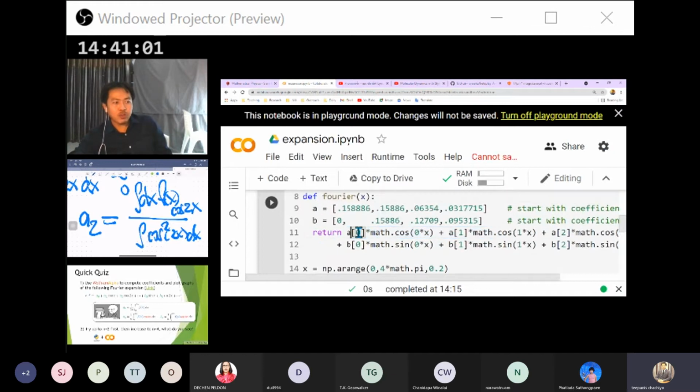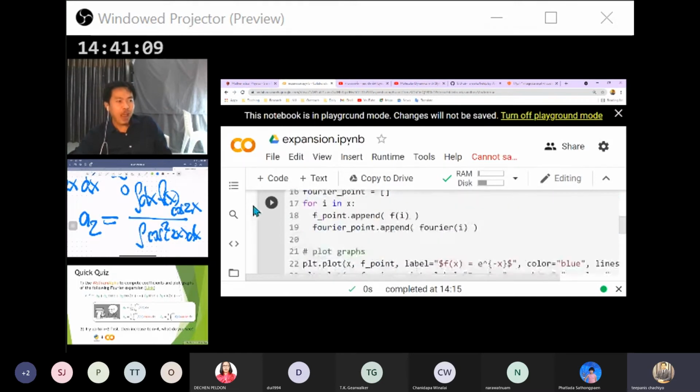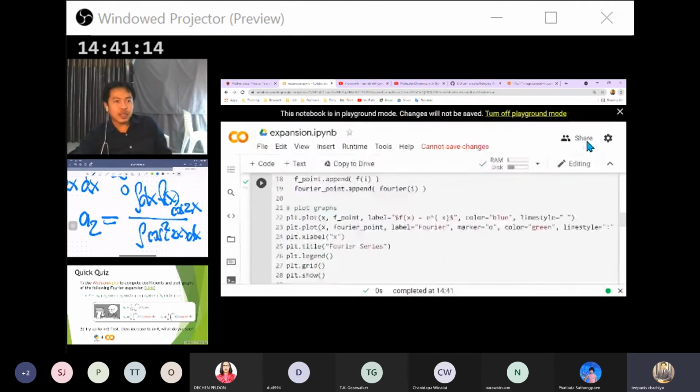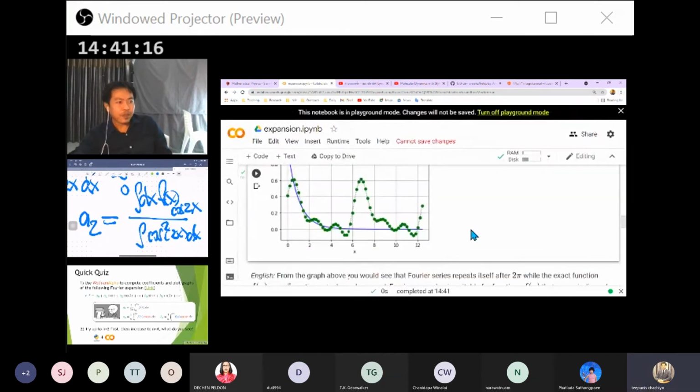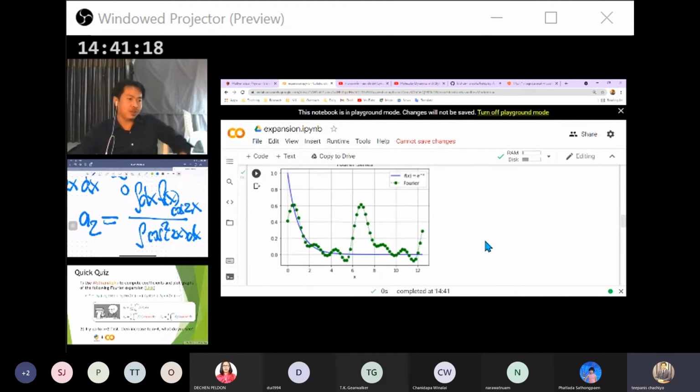There, A0 cosine 0x, A1 cosine 1x, and so forth. And you just put in there, and I plot a graph. Let's plot the graph, see what happens. And you should see, there you go, that's the graph. Okay, not so bad, not so bad at all.